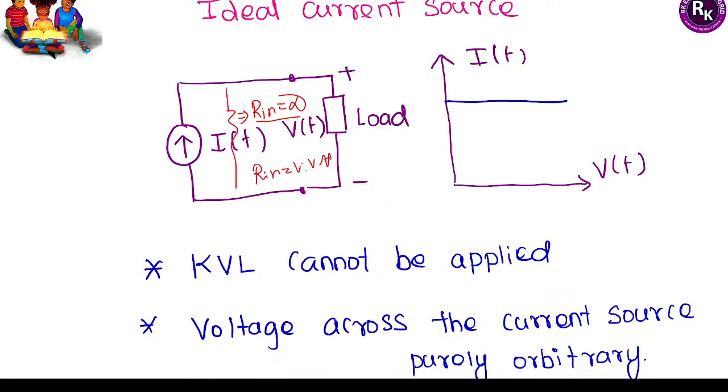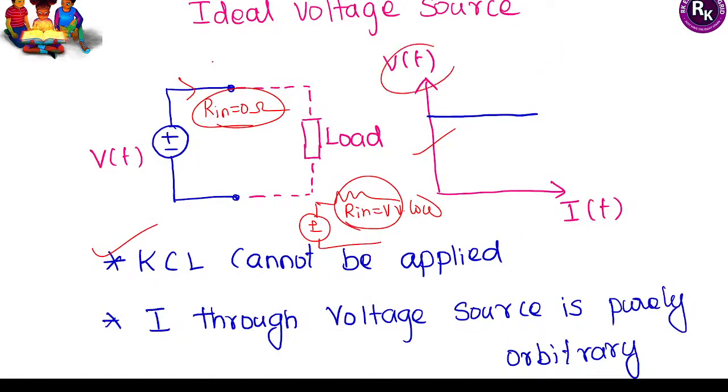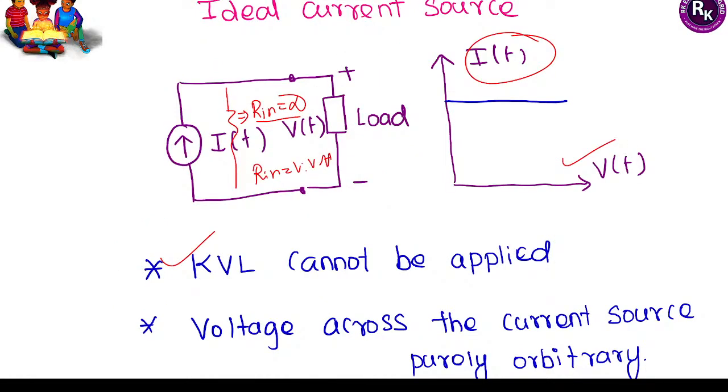So when you are talking about an ideal current source, Kirchhoff voltage law cannot be applied, because the voltage across the current source will be arbitrary. It's a purely arbitrary value, we cannot guess it. While talking about the ideal current source, current is constant but voltage is unpredictable. Similarly, for an ideal voltage source, voltage is constant but current is unpredictable. That's why we cannot apply KCL for an ideal voltage source, or KVL for an ideal current source.